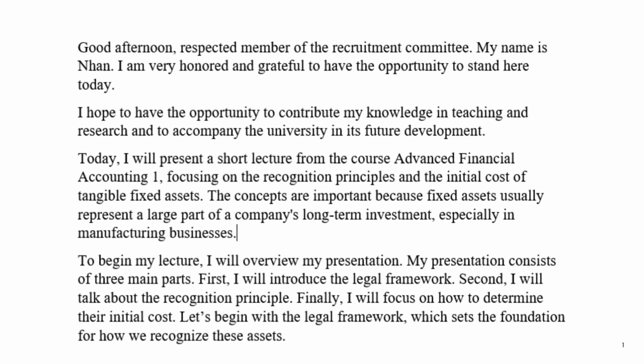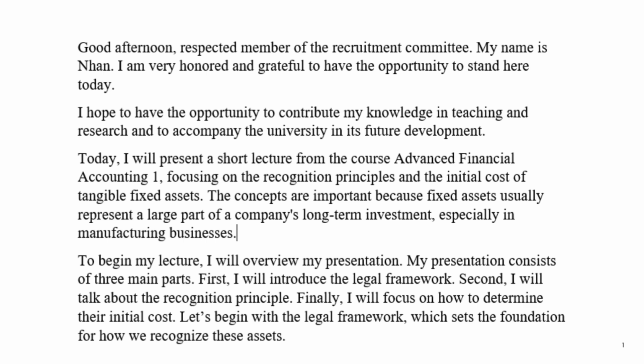Let's begin with the legal framework, which sets the foundation for how we recognize these assets. It is important to understand the legal framework. In Vietnam, the main regulations include VAS 3 Tangible Fixed Assets, which provides basic principles for recognition, measurement, and depreciation.